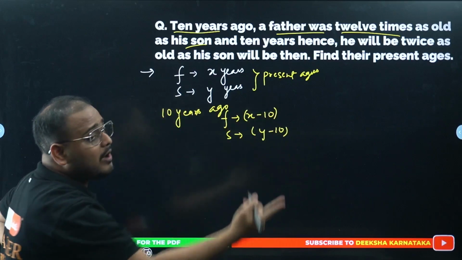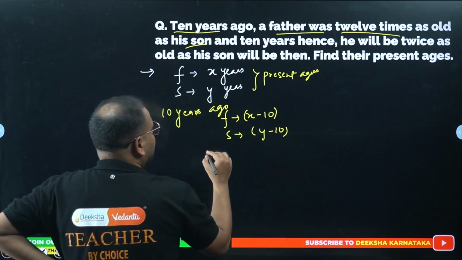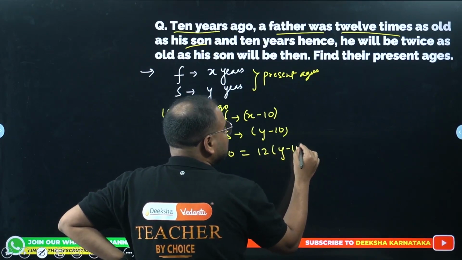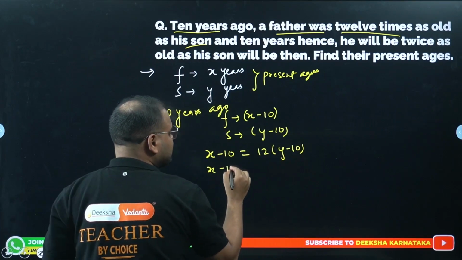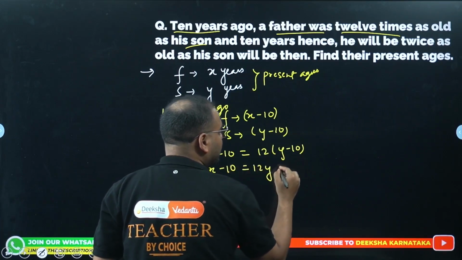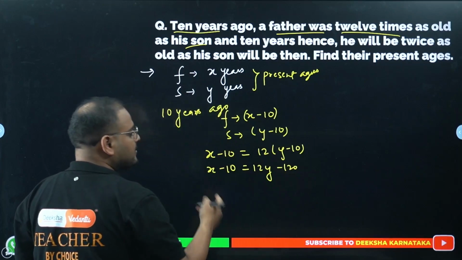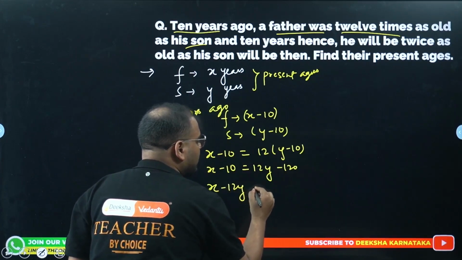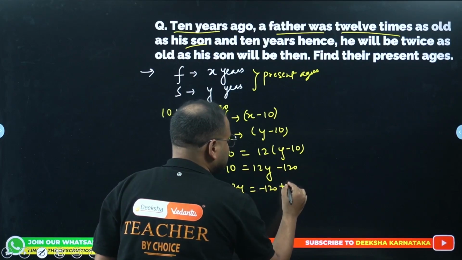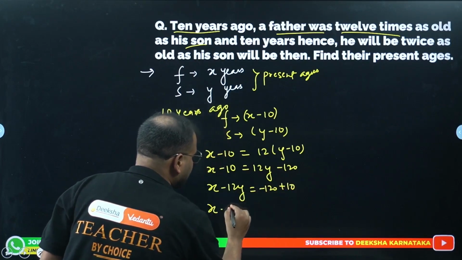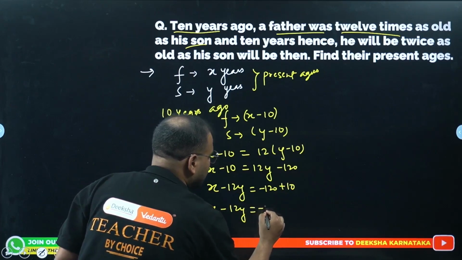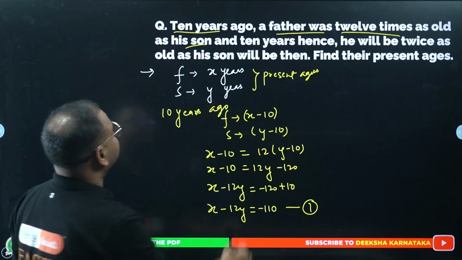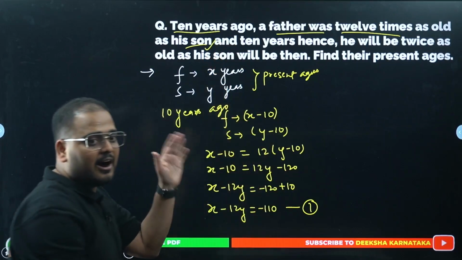What they have given? 12 times as son. It means x minus 10 would be 12 times of y minus 10. Simplify it. x minus 10 is equal to 12y minus 120. Bring all the variables to this side. So x minus 12y equal to minus 120 plus 10, which is x minus 12y equals minus 110. This is my equation 1. So we have read till this part. Now we'll read after this.